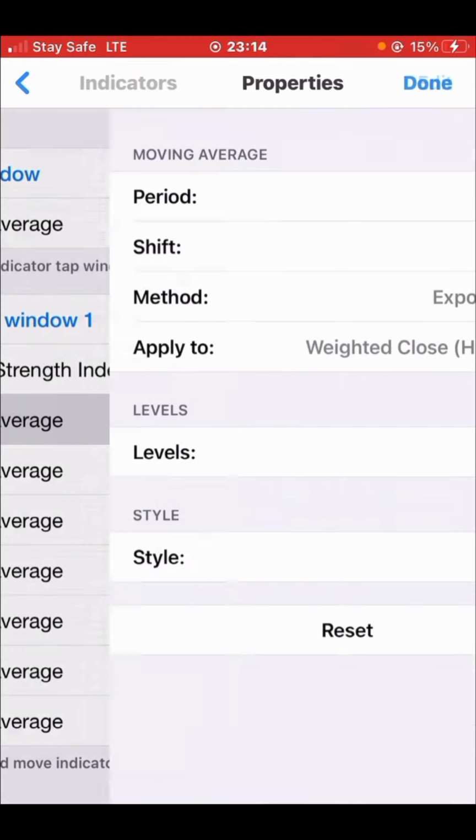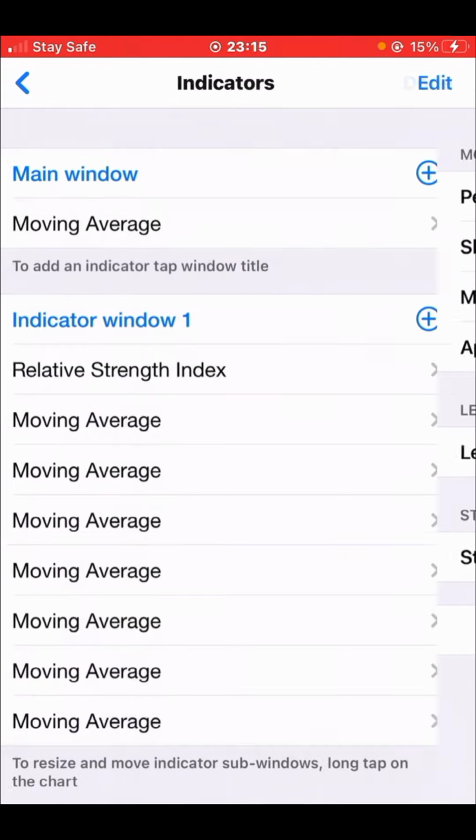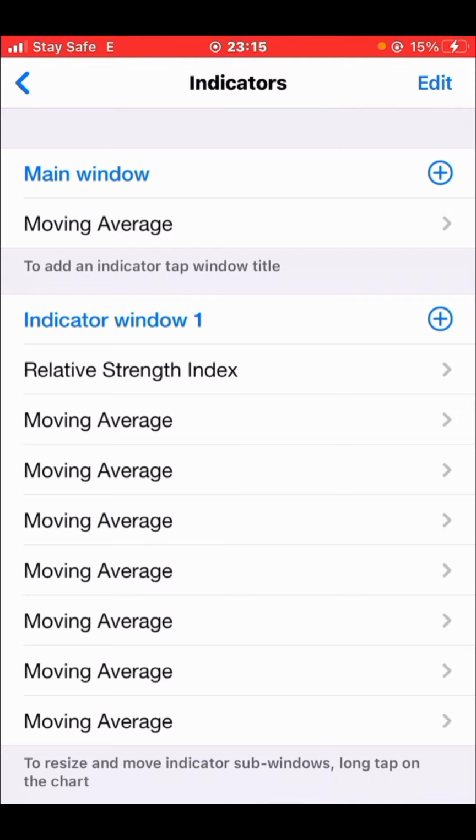Moving average: we have the red moving average, which is the 50 moving average, shift 0, method exponential, apply to weighted close, HLCC/4. Levels, no levels, style red. Then the next moving average is the 3-period moving average: shift 0, method exponential, apply to close, levels, no levels, style pink. So you can leave it and put the next one.